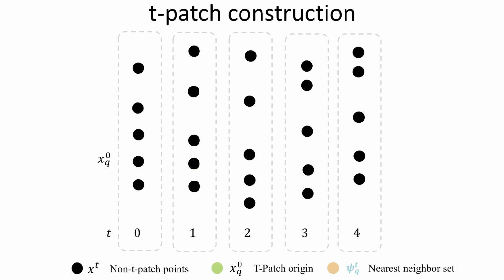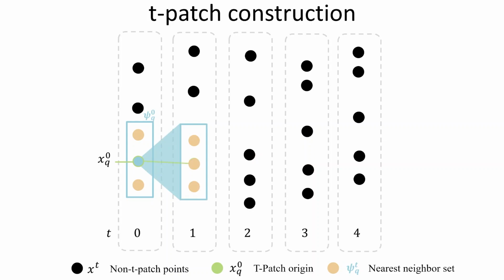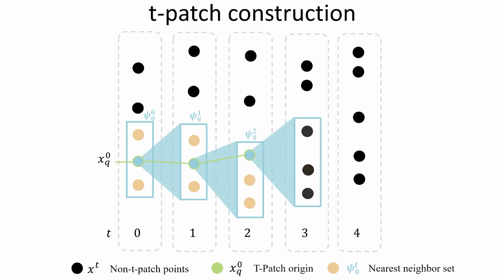Let's have a closer look at the construction of T-patches. First, for every T-patch, we select a query point in the first frame and find its nearest neighbors for the same frame. Then, we find the nearest neighbors in the following frame. Next, we find the closest neighbor to the original query point and mark it as the new query point for this frame. We continue this process iteratively for all frames.